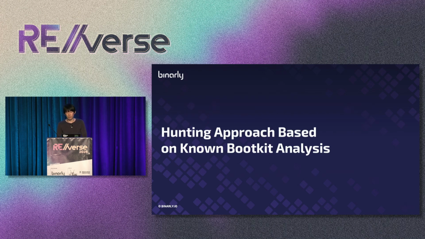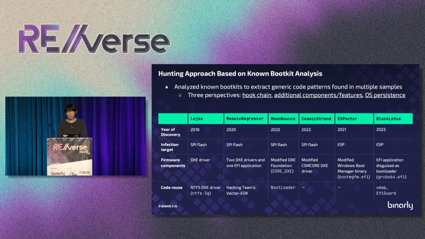What we did first in this research was to extract generic code patterns by analyzing known bootkits. We analyzed 6 bootkits: LoJax, MosaicRegressor, MoonBounce, CosmicStrand, ESPecter, and BlackLotus. Mostly, they are DXE drivers and bootloaders. From the next slides, we share our findings extracted from 3 different perspectives: bootkit hook chain, additional components and features, and OS persistence.